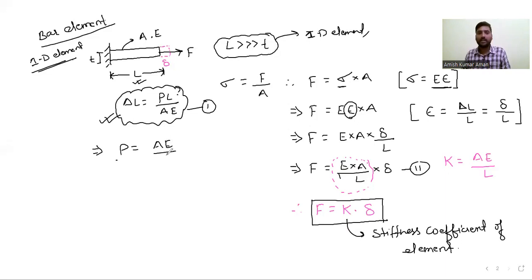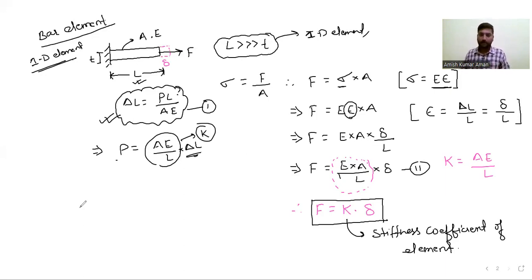AE by L into delta L. And this delta L we have taken as delta here, right? So P will be AE by L into delta L. So same here, F will be equal to AE by L into delta. So this AE by L is nothing but your stiffness coefficient. So whatever I have derived here is nothing new. It is just from the strength of materials, right?